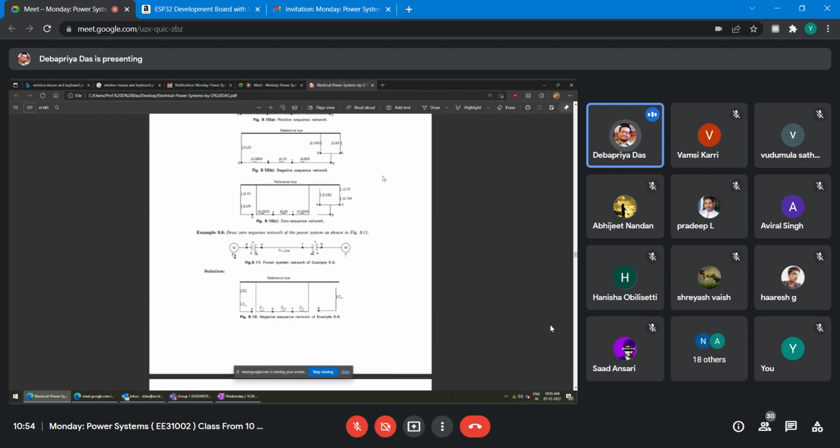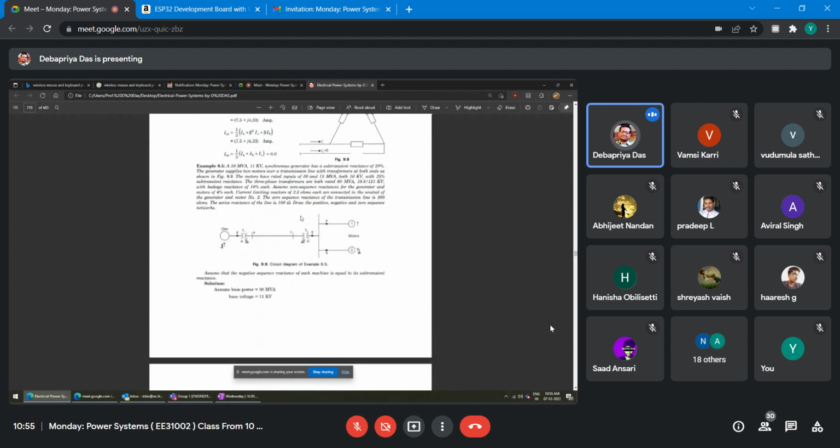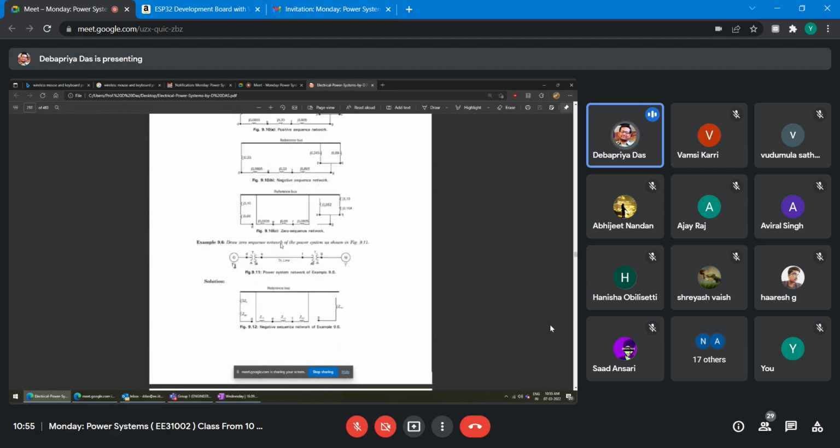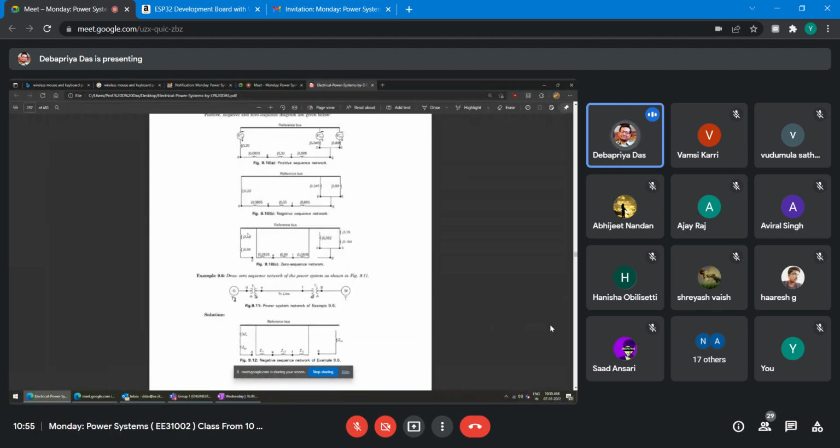This is the reference bus. This side, whatever you have got, you connect. But look at this diagram: this is star grounded and this is delta. Through the delta, zero sequence current will circulate inside the delta. It cannot go to the line. That's why after that it is kept open.